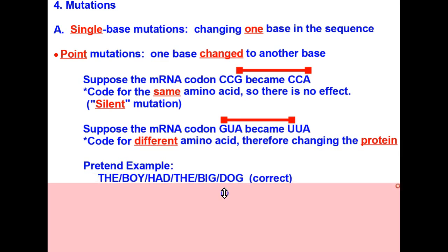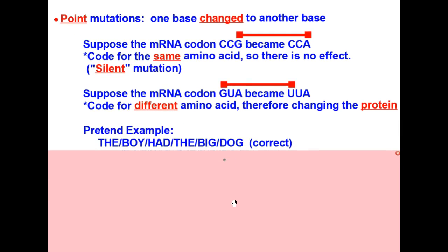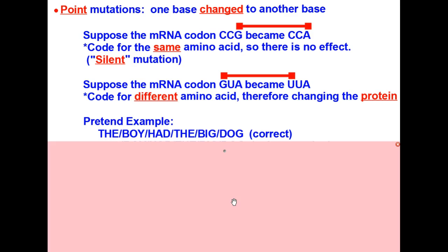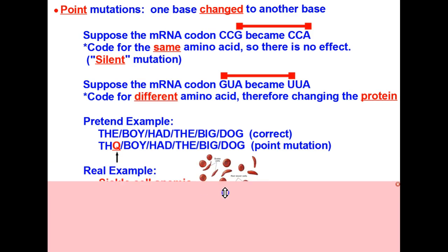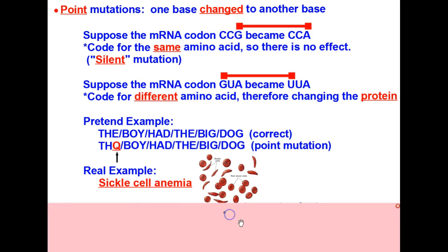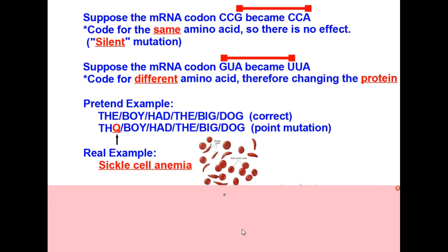Let's look at a pretend example here. The pretend example is, the boy had the big dog. Now, of course, it's pretend because there's a lot of letters in here that aren't letters in the mRNA codon sequence. But nonetheless, for the boy had the big dog, suppose the E got changed to a Q. This would be an example of a point mutation. A real example of this would be sickle cell anemia, which we've talked about in class already. This is where some of your red blood cells take on a different shape, and it affects their ability to hold oxygen because of their surface areas being reduced.